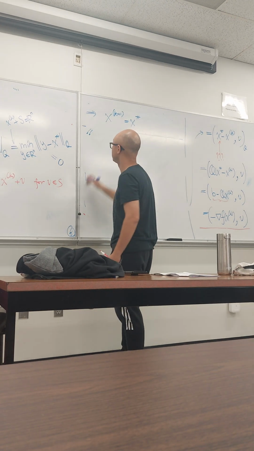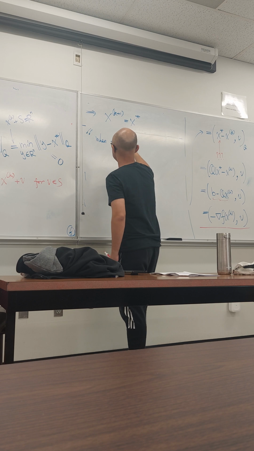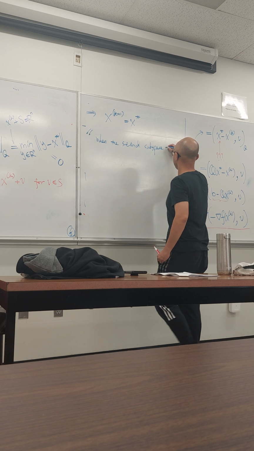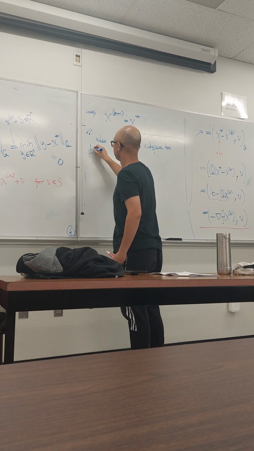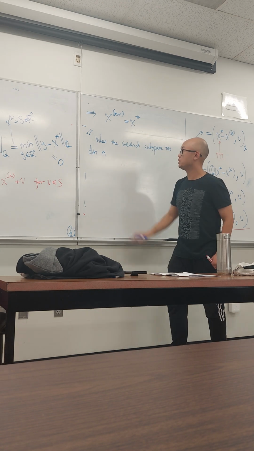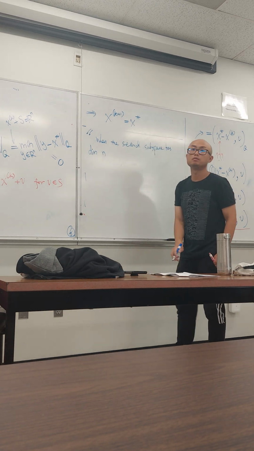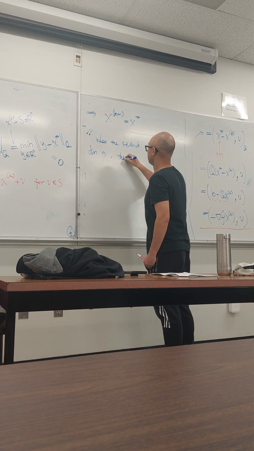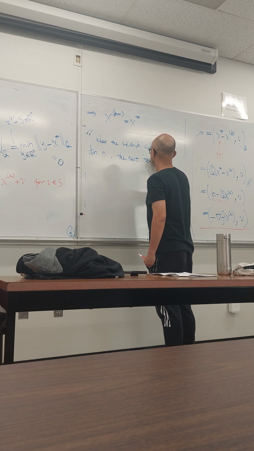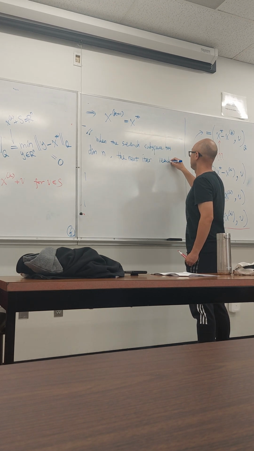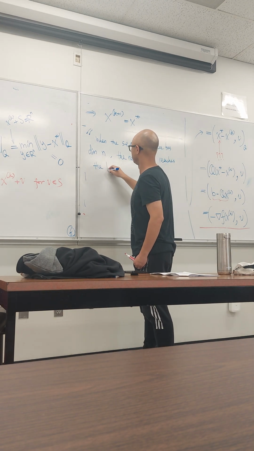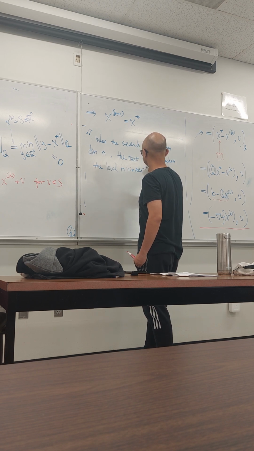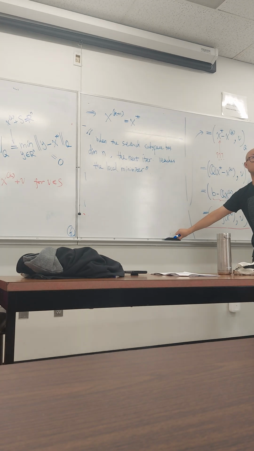Example 2 tells us, so when the search subspace has dimension n, then the next iteration reaches the local minima. I mean, this looks like a trivial result.